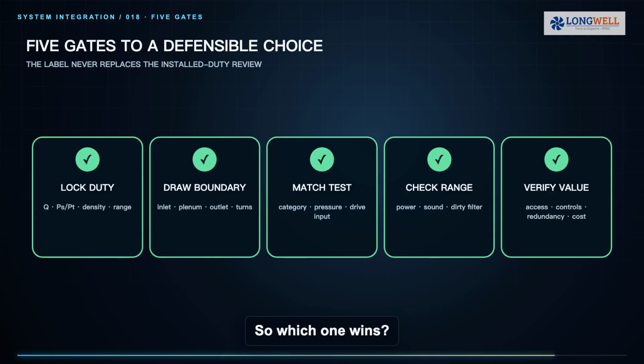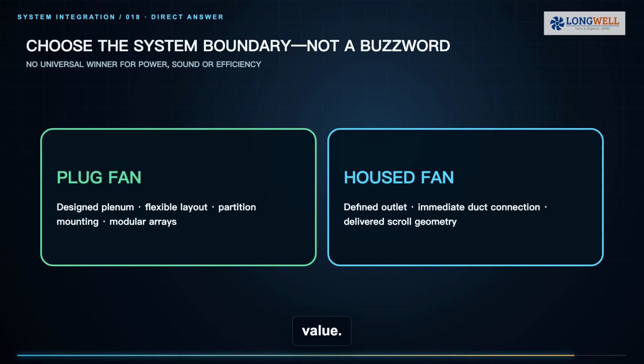So which one wins? Choose the plug fan architecture when a properly designed plenum, flexible layout, direct drive integration, or modular arrays create system-level value. Choose the housed architecture when a defined directional outlet and conventional duct connection reduce integration risk. Neither label guarantees lower power, lower sound, or better performance. The best option is the complete tested fan plus the real installation around it.